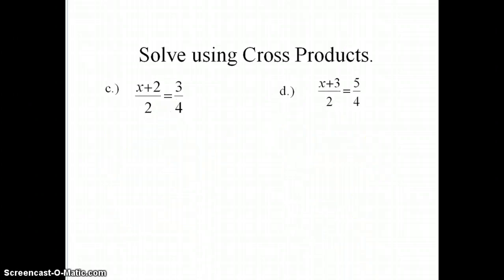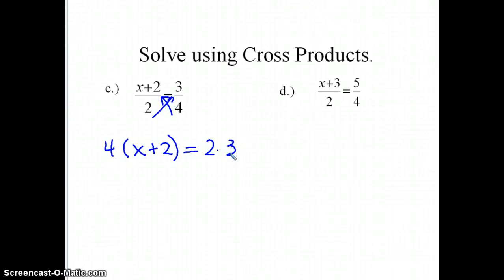We will continue solving, but you'll notice C and D problems here are a little bit different. I now have in the numerator of both of these a variable and a number. So I have an expression. I will still use cross products as I previously did. So I will go 4 times the quantity, and that's when I put in my parentheses, x plus 2, with the closing parentheses, is equal to 2 times 3. So now I have this equation. I will now distribute the 4 to eliminate the parentheses. So I have 4x plus 8 is equal to 6.